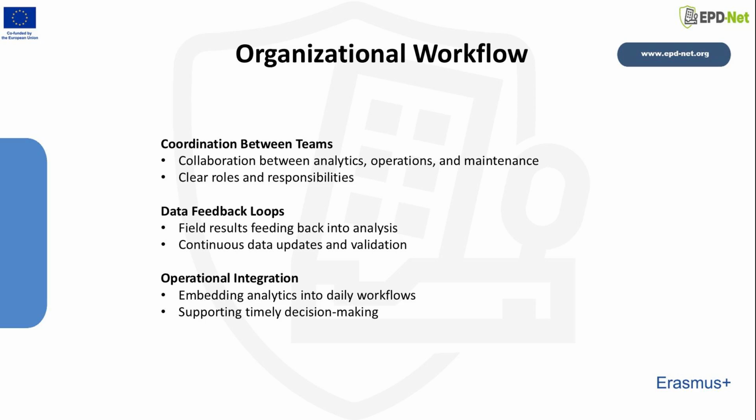Data feedback loops play a key role in improving analytical accuracy. Results from field investigations and interventions should be fed back into analytical systems to validate assumptions and update models. This continuous feedback improves both data quality and analytical performance over time.